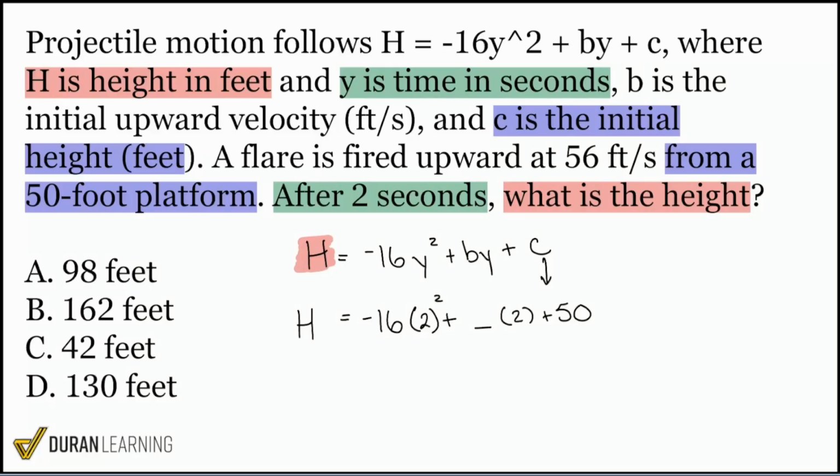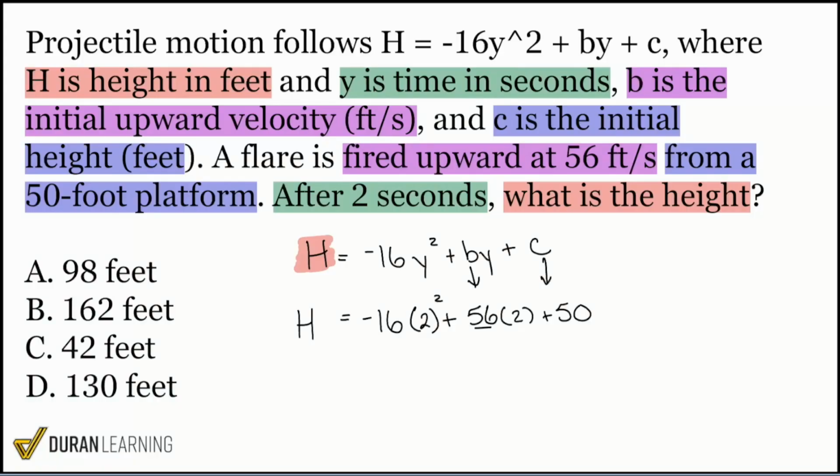So over here, we're going to take a look at purple, and it's going to say that B is the initial upward velocity in feet per second. Here, it says it's fired upward at 56 feet per second. Everybody, that's it right there. We can plug in 56 in for B. And now we're ready to calculate.